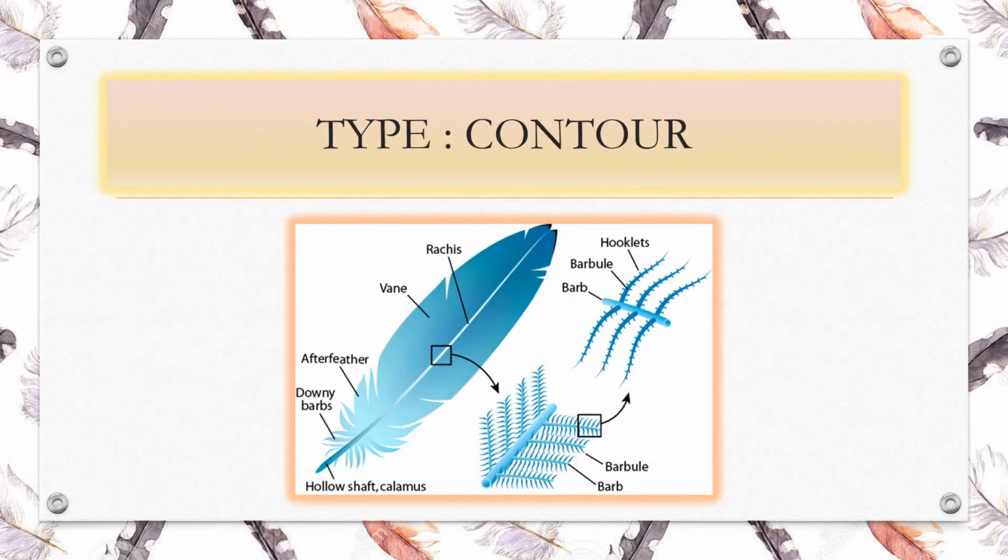This is the contour feather of the pigeon. There are downy barbs at the lower part of the contour. There is the after feather. There is the vein. There are barbules, hook loops, and barbs.